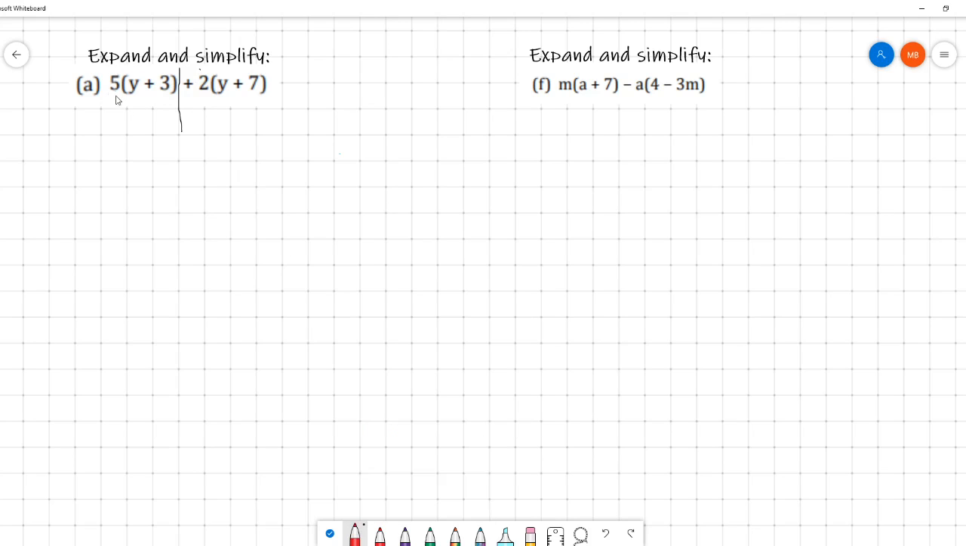So we're going to do 5 multiplied by y, which is 5y, and then we're going to do 5 multiplied by positive 3, which is positive 15. So that's the left hand side bracket expanded.